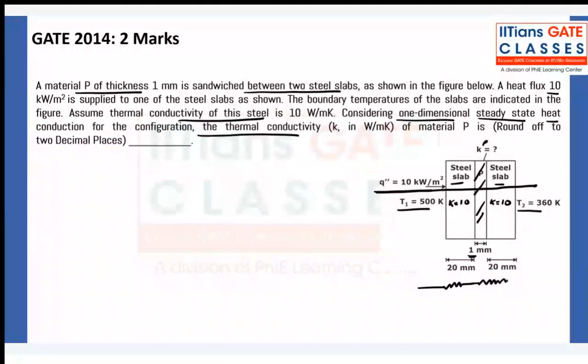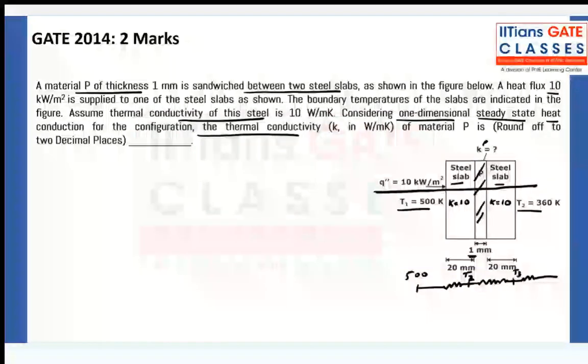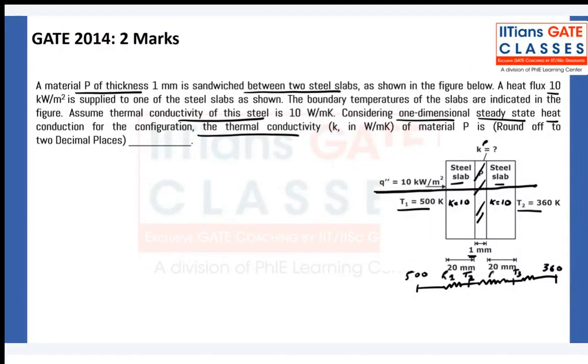Okay, now this is 500. This is T1, this is T2, let's say. This is T3, let's say. And this is 360 Kelvin. Now this is my R1, this is my R2, this is my R3. Now how can I calculate R1? R1 is L1 upon K1A. This is L2 upon K2A. And this is L3 upon K3A. Very simple, isn't it?